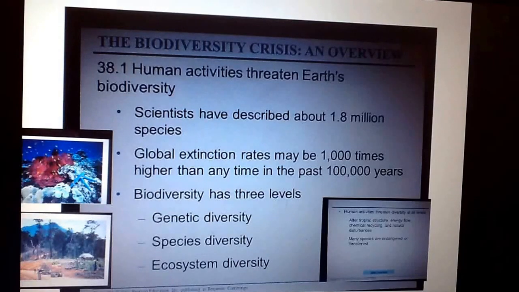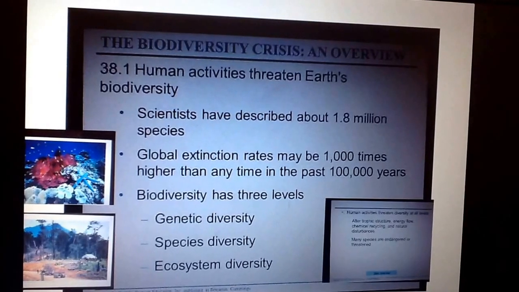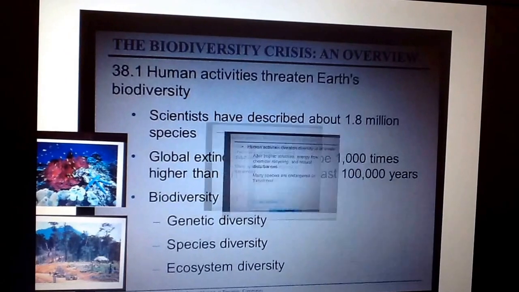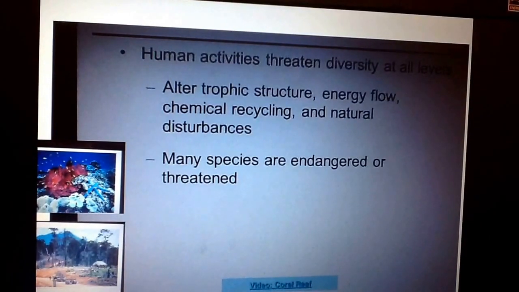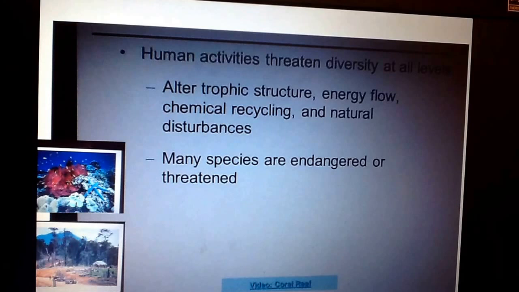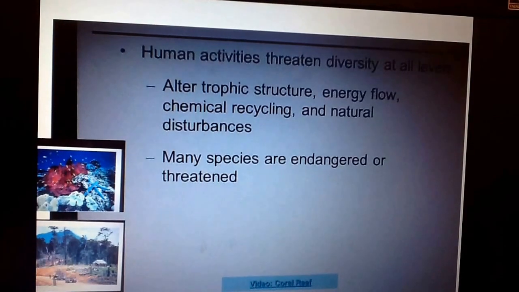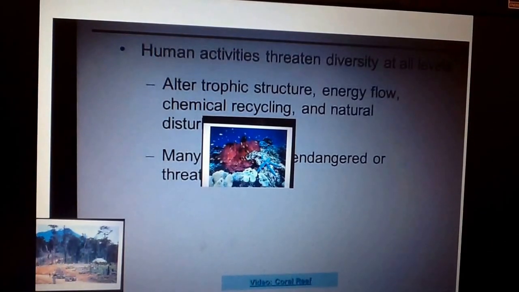We need genetic diversity. We need species diversity. We need ecosystem diversity. And what's happening is that human activities are threatening the diversity at all of those levels. We're altering trophic structure, so we're altering food webs. We're altering where energy is coming from. We're altering our ability to chemically cycle things like carbon, nitrogen, hydrogen, oxygen. And so we're actually endangering many of our very critical food webs.